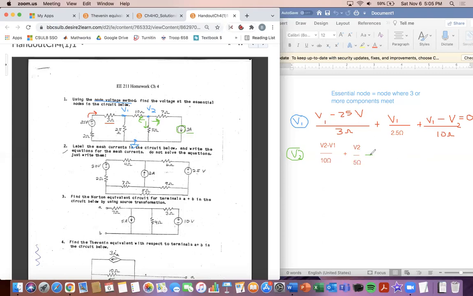So I'm just going to write plus 3 amps because it's in the same direction. So that's why we have a positive. And now we're going to set that equal to the current that must go in must come out. And so we're going to have 0 amps going in because all of our arrows are drawn going out.